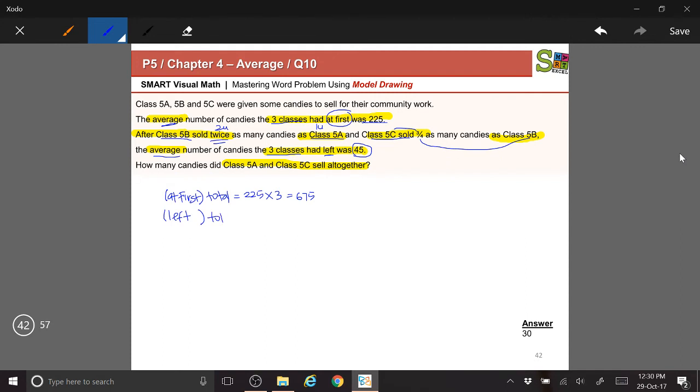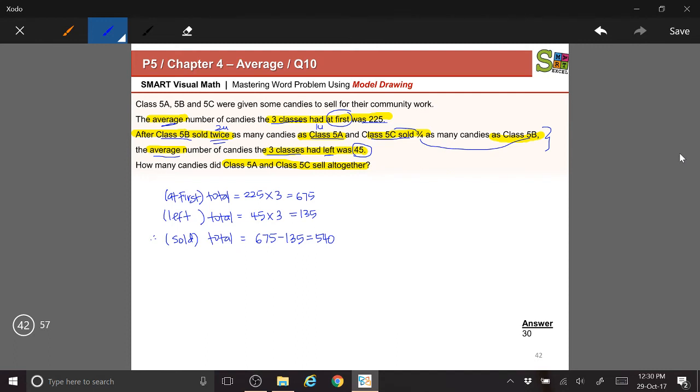For the left, again we need to find the left total, which is 45 times 3, which equals 135. Therefore from here we would know the sold total, the amount they sold, in terms of the total, which is 765. We minus 135, which equals 630. Now we need to illustrate this in model form so that it's easier for us to see.